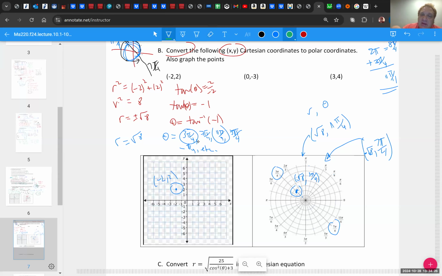0, -3. So we know how to find r squared. We know how to find tangent theta, right? And these are all just the same kind of thing. So I'll do another one. r squared is x squared plus y squared, which is going to be just 9, and r is equal to plus or minus 3. And our tangent theta is y over x. So our y is -3, our x is 0. Oh, this is undefined.